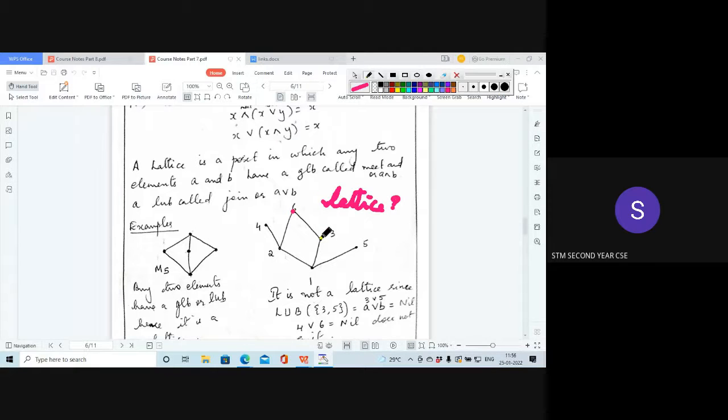Taking these two elements, you have to consider all pairs of elements. When you take these, what is the least upper bound of these two elements? If we take 3 and 6, what is the least upper bound of 3 and 6? Here we have a self loop at 6. So what is the upper bound of 3 and 6? 3 is related to 6 and 6 is related to 6. So the least upper bound of 3 and 6 is 6.